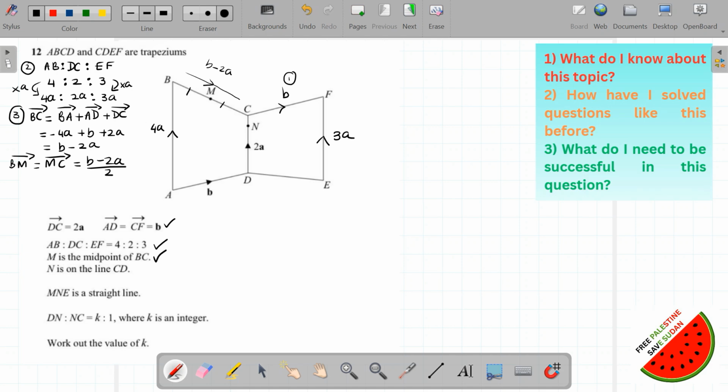N lies on DC. MNE is a straight line, so let's draw MNE. MNE is a straight line. It says DN to DC is k to 1. Okay, I can't deal with it as yet, and then work out the value of k. So I have to do some thinking now. The first thing I'm going to try and do is find out the value of DE. So number 4.